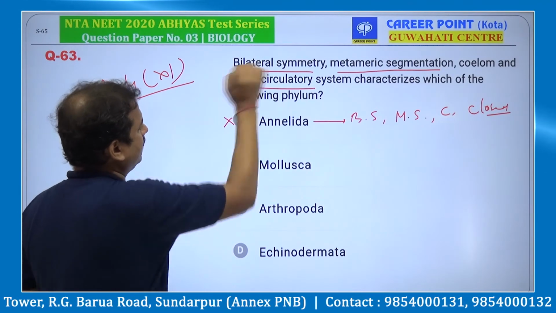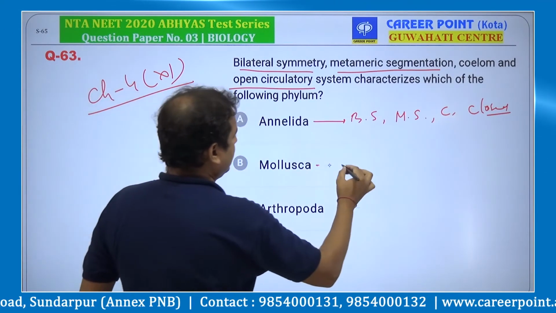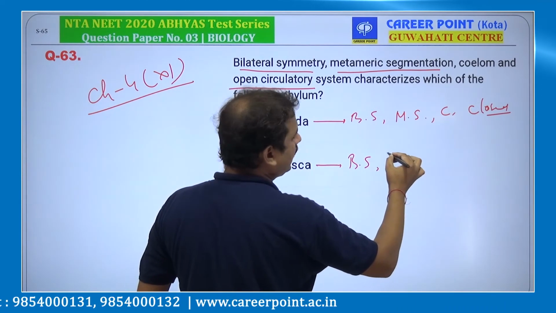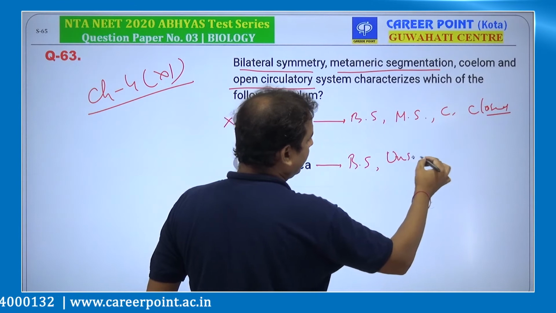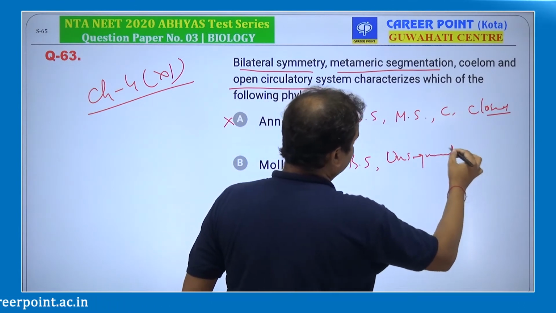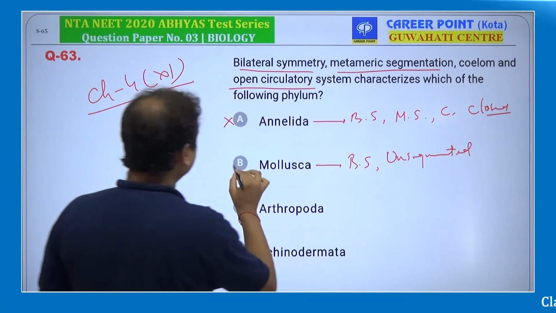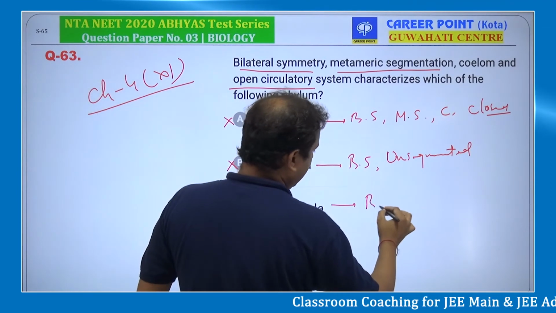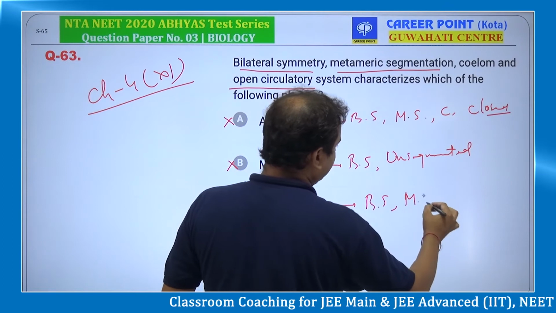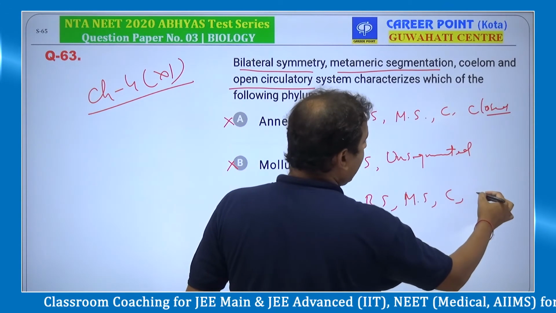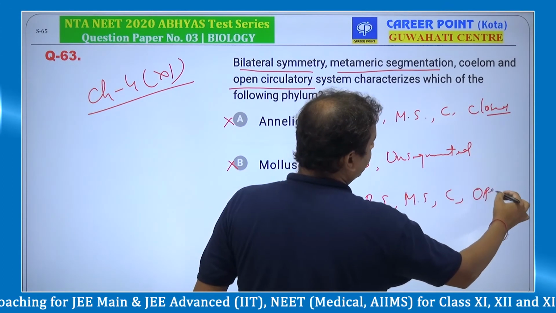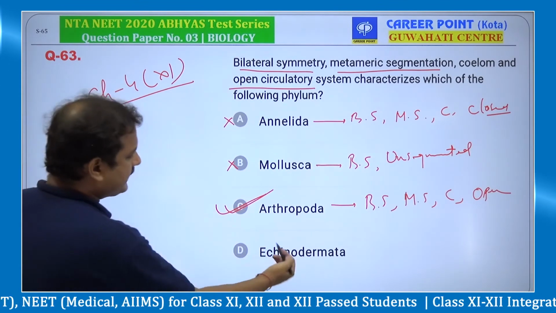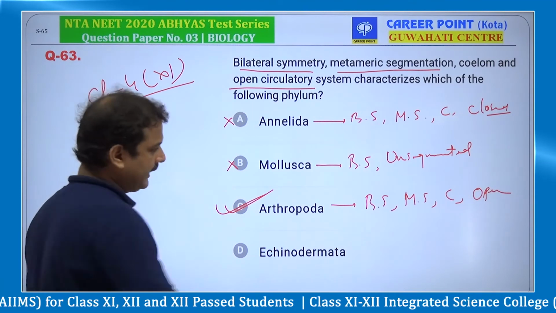Mollusca, bilateral symmetrical, fine. Metameric segmentation, unsegmented. So here it is also wrong. Arthropoda, bilateral symmetry, metameric segmentation, coelomate, and open circulatory system. Here the answer is C.